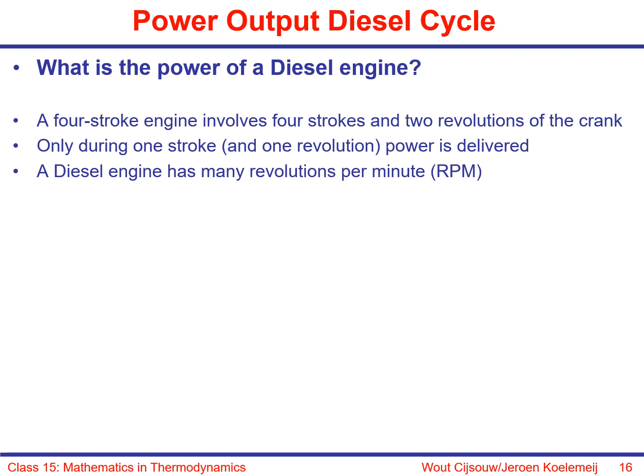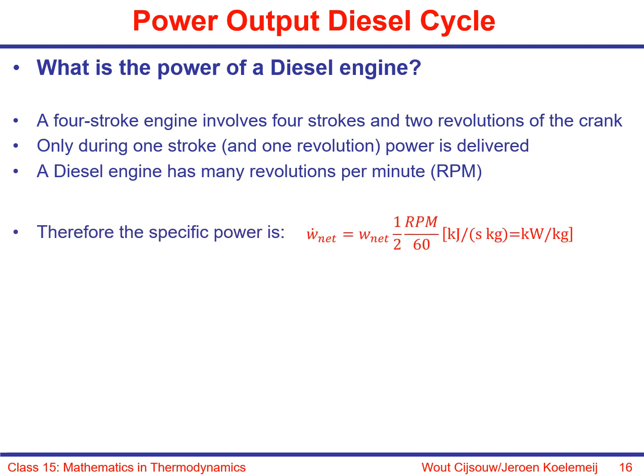Now for a diesel engine, the number of revolutions per unit time is typically expressed in revs per minute, and power is expressed in joules per second, so we need to have an additional conversion there. So the specific power of a diesel engine is, well, here it is: a factor 1/2 that accounts for the fact that only one revolution delivers work and the other revolution is only to get the combustion products out and get the fresh air in. And here is the conversion of revs per minute to revs per second.